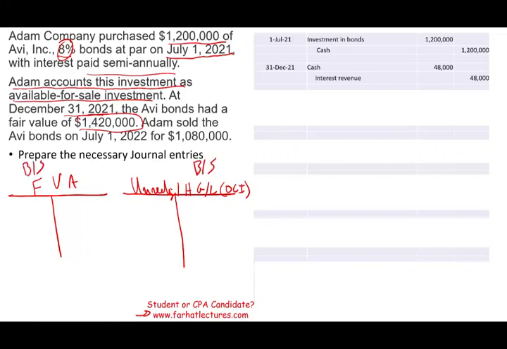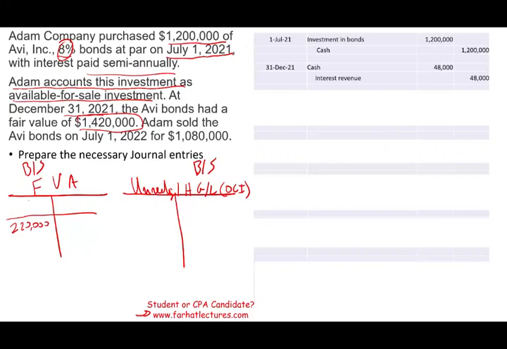This is a balance sheet account for that matter. It stays on the balance sheet. Now, I have a gain. Well, when I have a gain, it means I have to have a balance in my fair value of the gain. And the gain is $220,000. So I need to have a debit balance of $220,000.